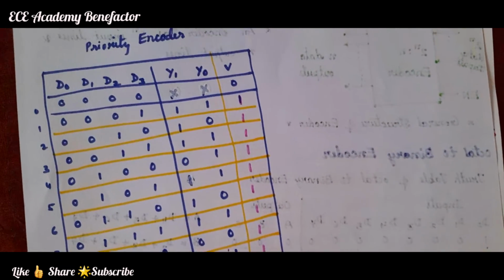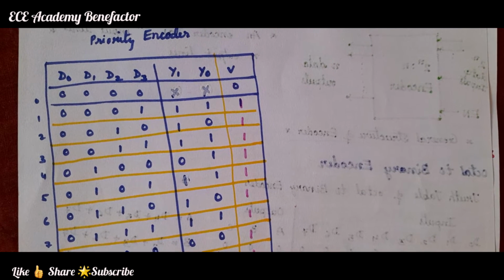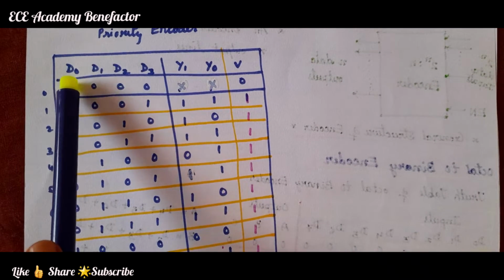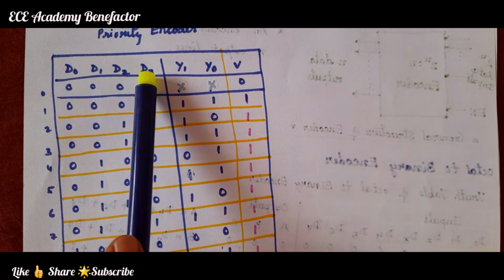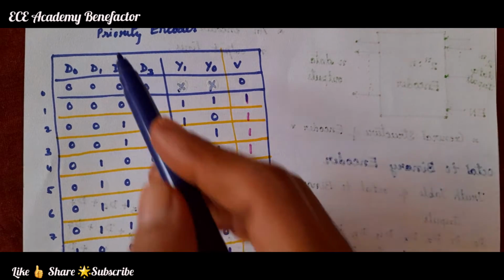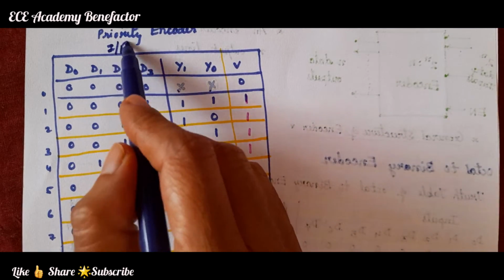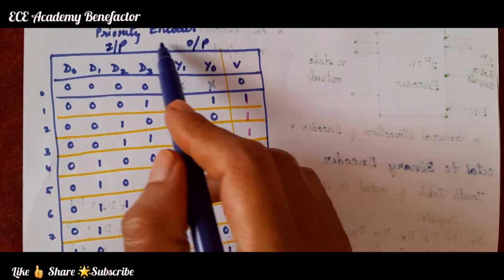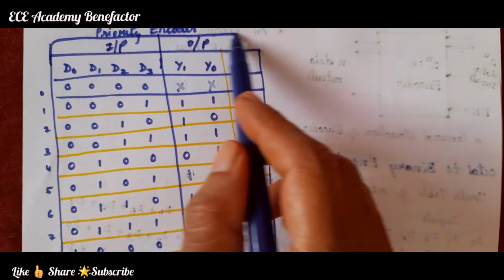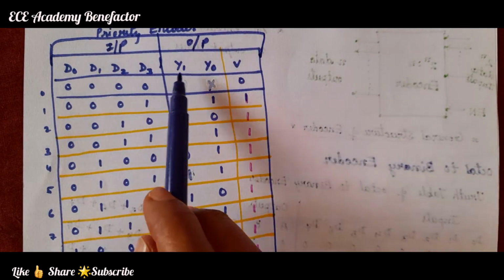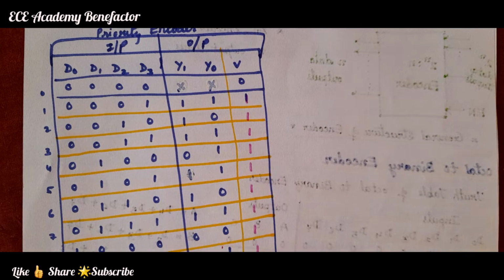What it is explaining, let us see. The inputs are D0, D1, D2, D3. These are the inputs and these are the outputs: y1, y0 and the valid output.